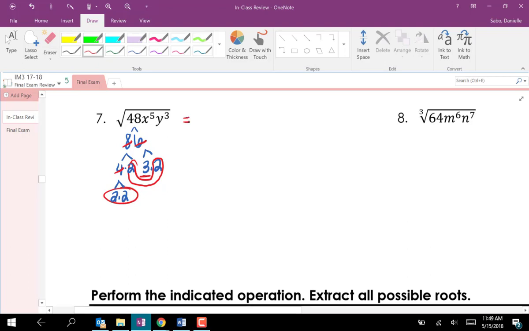Like how would you write the numbers? Like what comes out? The 2 2's. So 2 times 2 is how I'm going to write that.